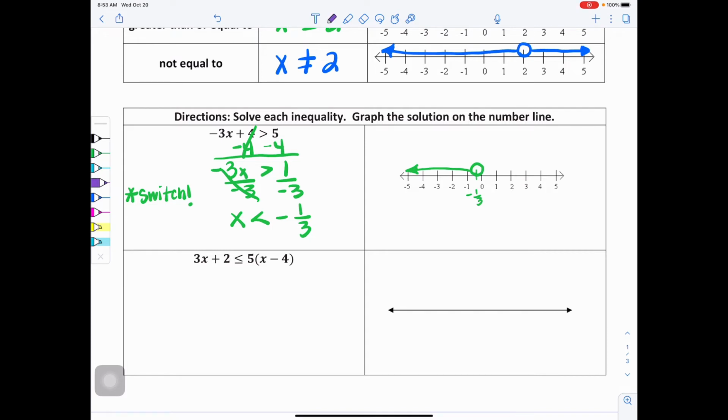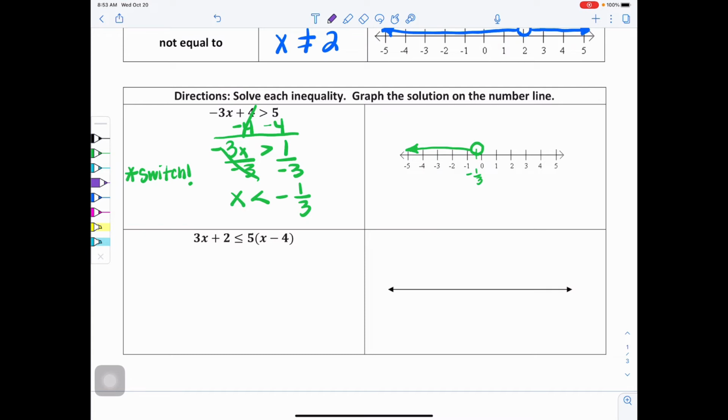Let's take a look at the second example. 3x plus 2 is less than or equal to 5 times x minus 4. So running through the steps, just like we do for equations, is there distributive property? Yes. So I'm going to take this 5 and distribute it through, which is multiplication. So we get 3x plus 2 is less than or equal to 5x minus 20.